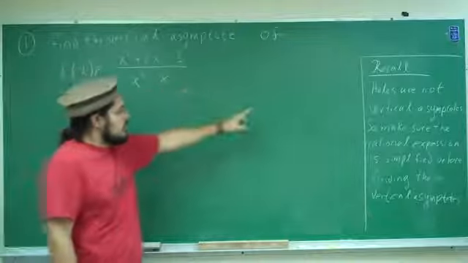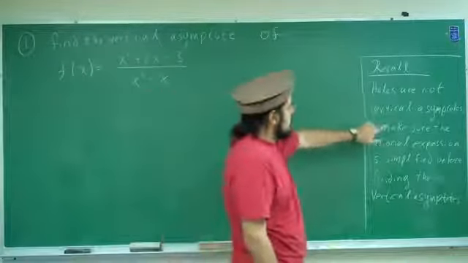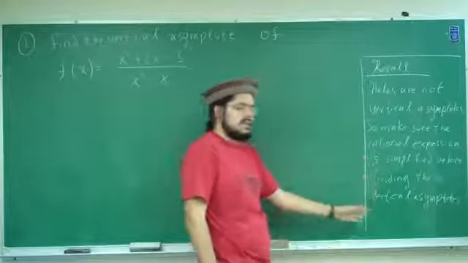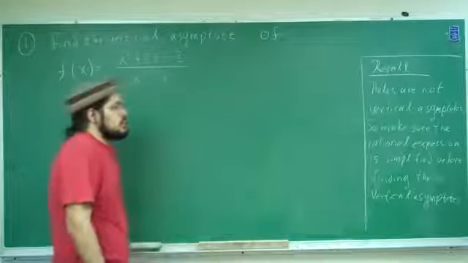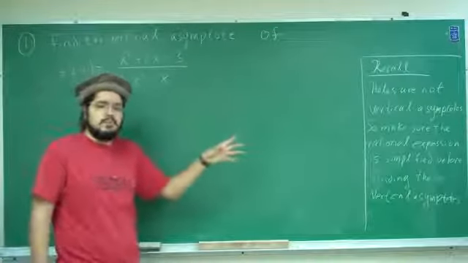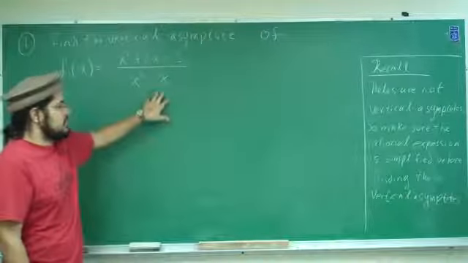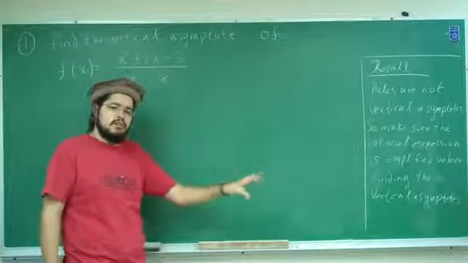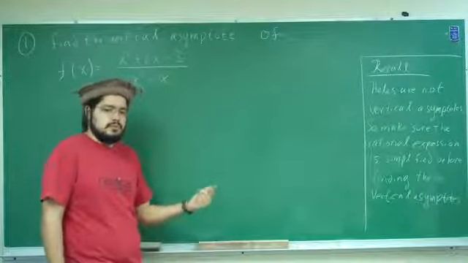However, recall one thing. Holes are not vertical asymptotes, so we must make sure that the rational expression is simplified before finding the vertical asymptotes. So recall that there are holes, and those holes are not vertical asymptotes. If we simplify this rational expression, we can find where the holes are and discard those, and then find what the real vertical asymptotes are.